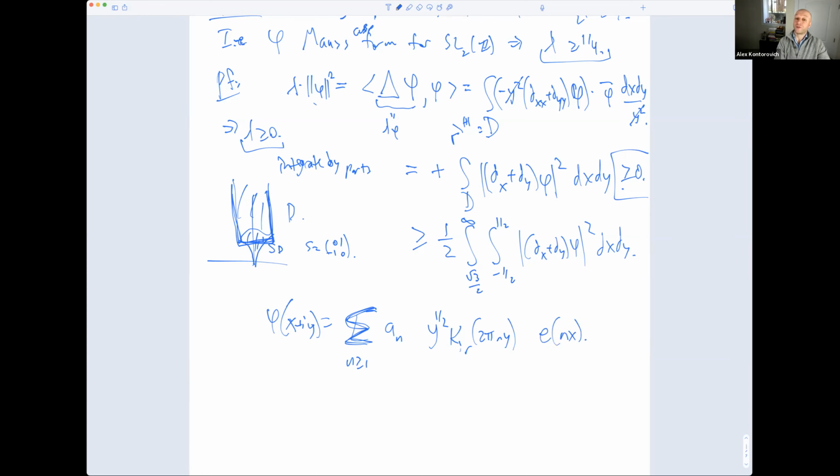I want to apply the grad operator to this. Okay, so if I differentiate in x, what happens? I get a factor of 2 pi i n coming down. What happens if I differentiate in y?